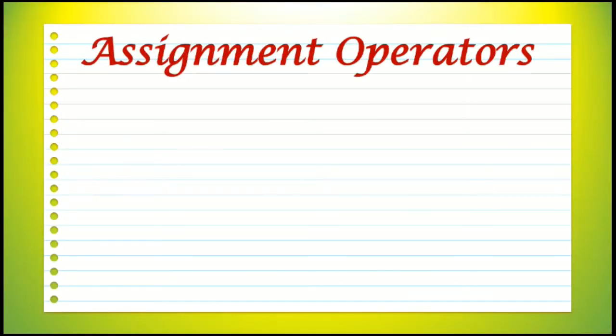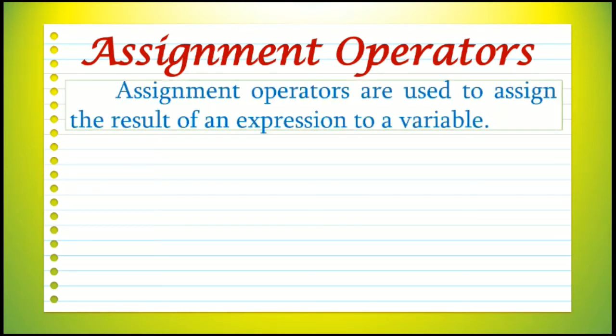So next type is assignment operators. Assignment operators are used to assign the result of an expression to a variable. We know the usual assignment operator, that is the equal to symbol. This equal to symbol is used to save the result into a variable after calculating the expression.